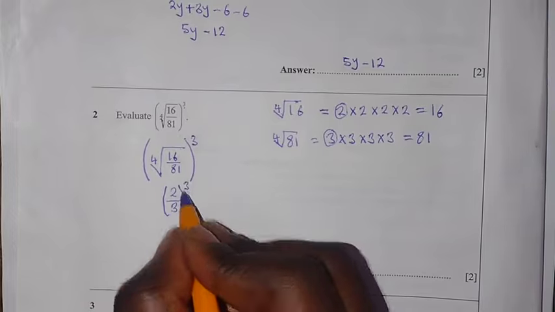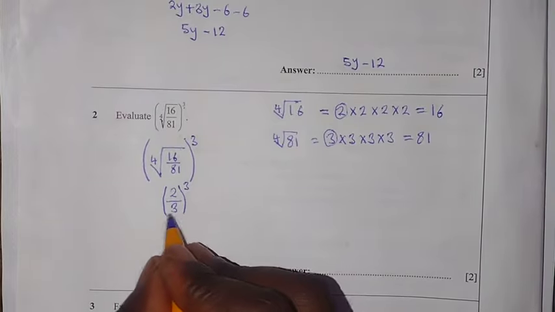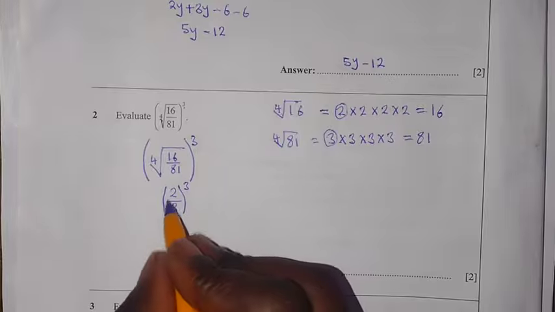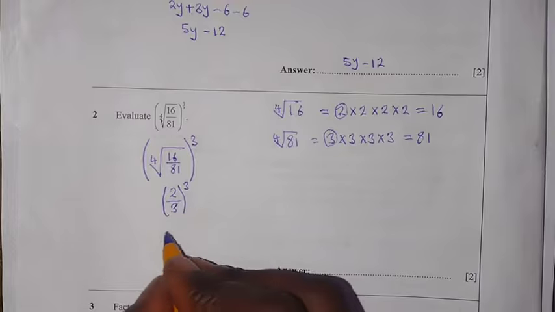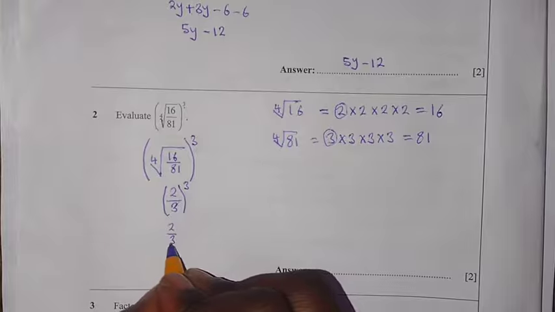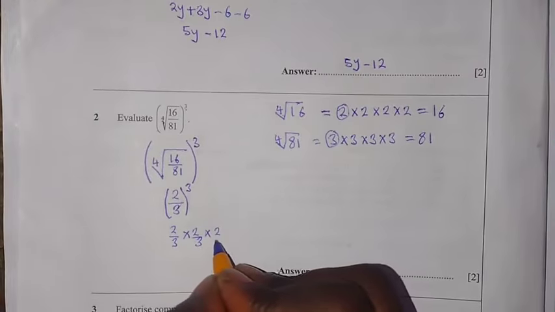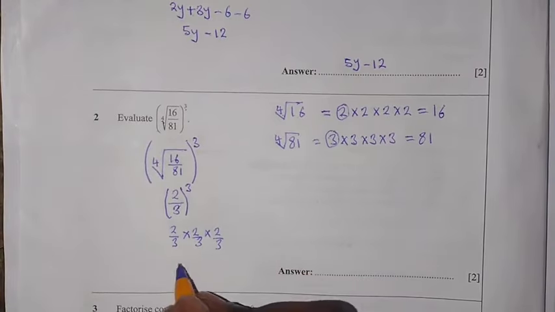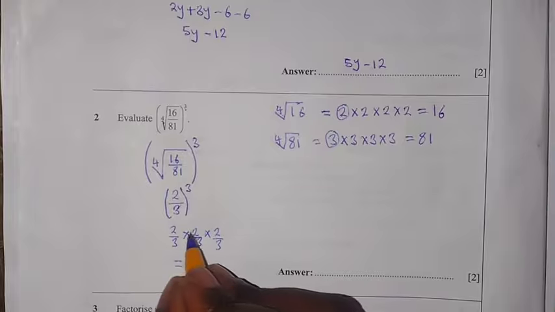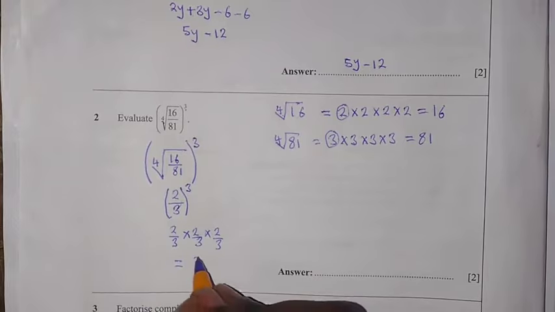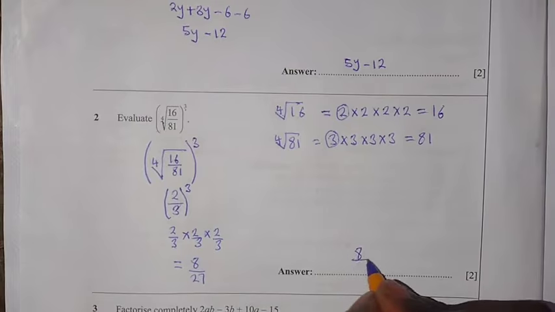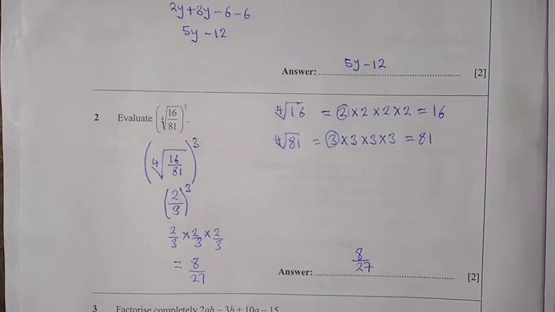Raised to the power of 3. Then from here, 2 over 3 in brackets, raised to the power of 3 means this same base has been multiplied by itself 3 times. So it just expands like this: 2 over 3, again times 2 over 3, again times 2 over 3. From here, 2 times 2 is 4. 4 times 2 is 8. Over 3 times 3 is 9. 9 times 3 is 27. So the answer here was 8 over 27. So we have answered our question 2. Let us now move on to our question 3.